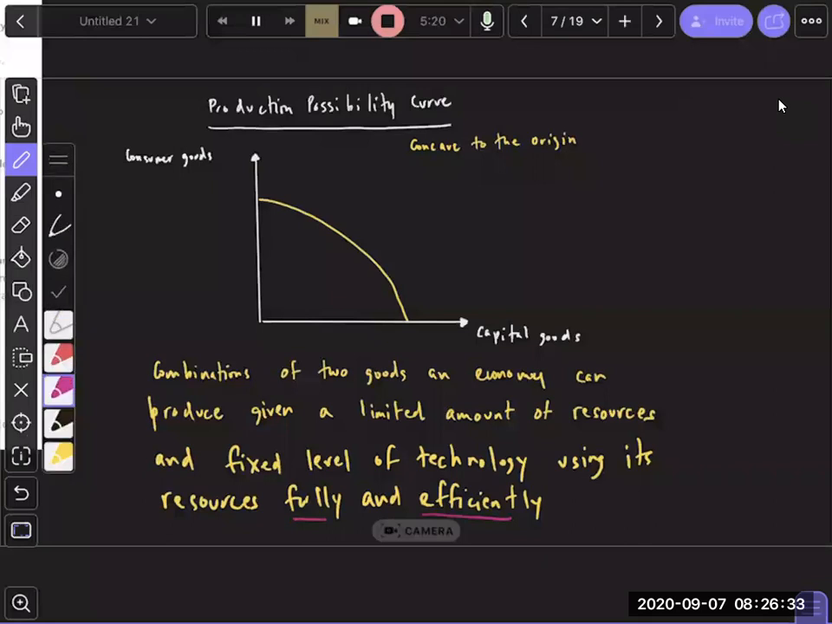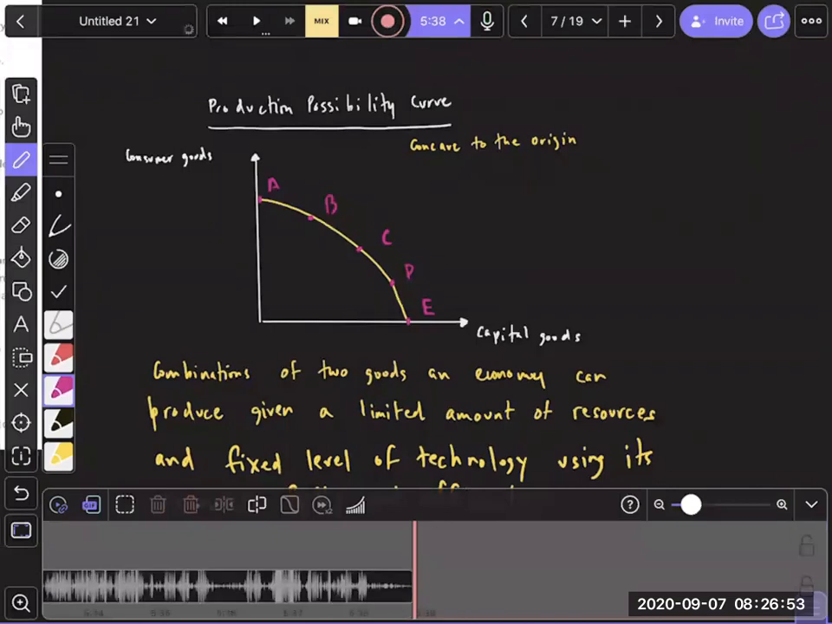All points on the PPC, let's call them A, B, C, D and E, tell us that an economy is using its resources fully and efficiently. Guys, do you have any questions before we move on?